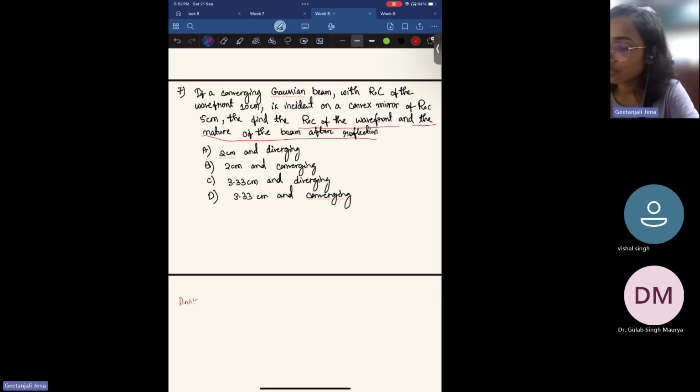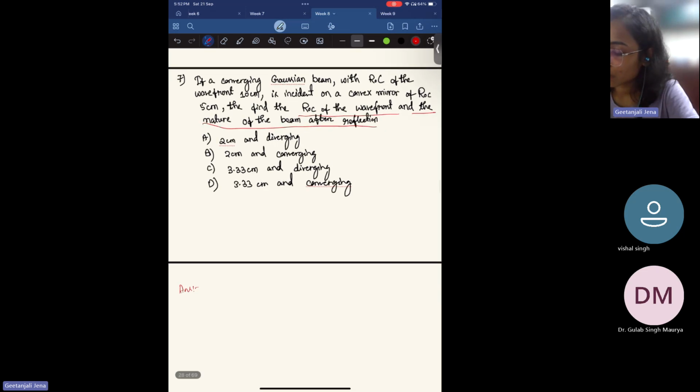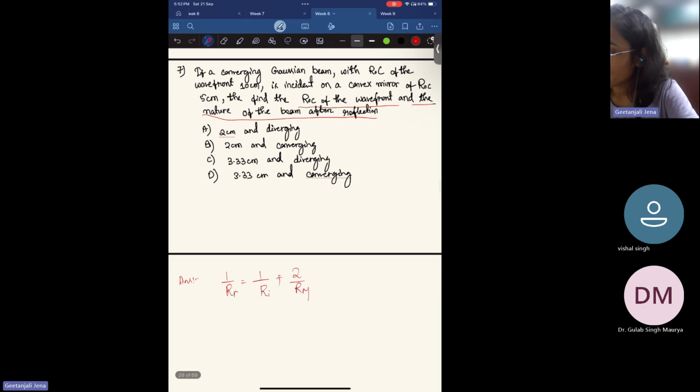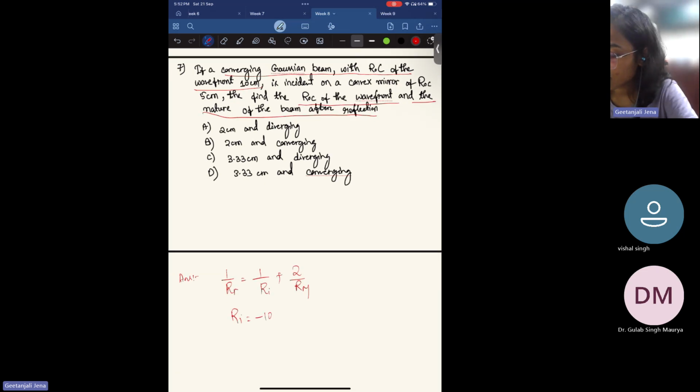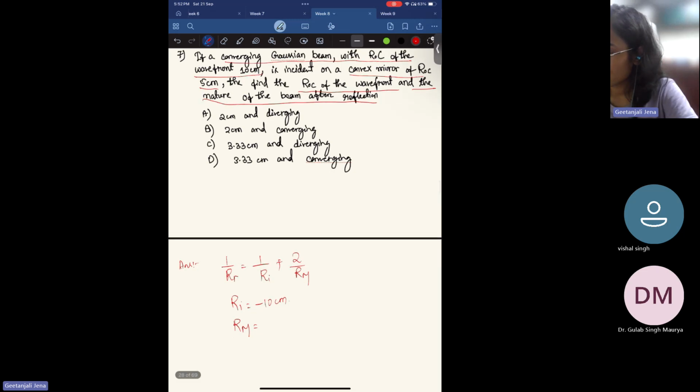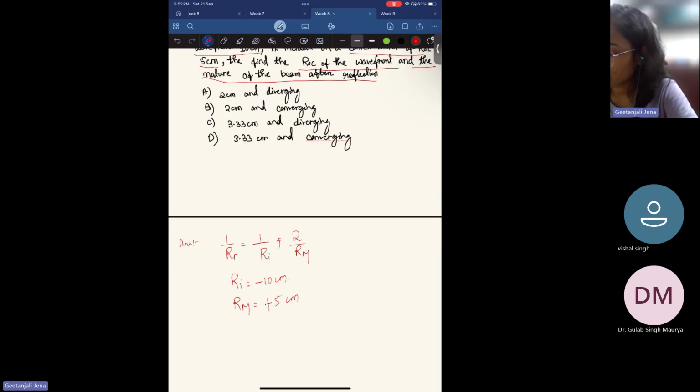Okay. So this is similar to the previous problem. So we have to use this relation 1 by RR equal to 1 by RI plus 2 by Rm. RI and Rm are given. So RI is given. You see, it's a converging Gaussian beam with ROC 10 centimeter, so that means it will be minus 10 centimeter. Right? And Rm is given. It's a convex mirror with ROC 5 centimeter. That means it is positive 5 centimeter.